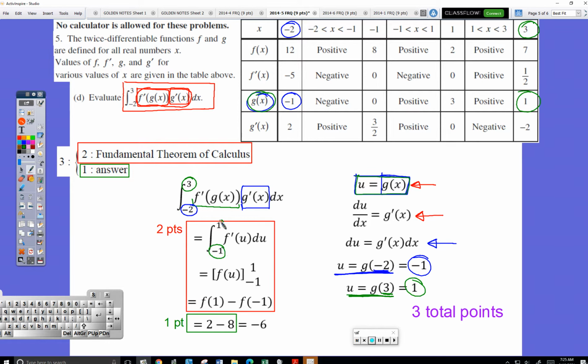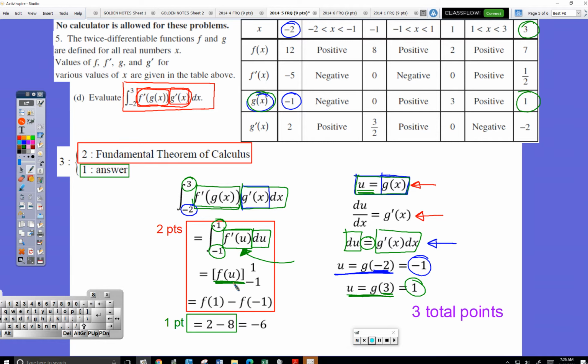Make sure we get them in the right places. And we're going to replace g prime of x dx. G prime of x dx gets replaced with du. F prime of g, because u is equal to g, becomes f prime of u. Now we know the antiderivative of f prime of u is just f of u.